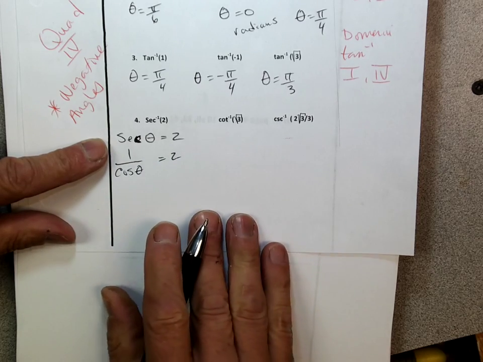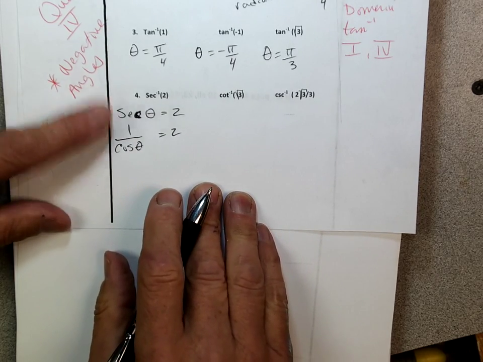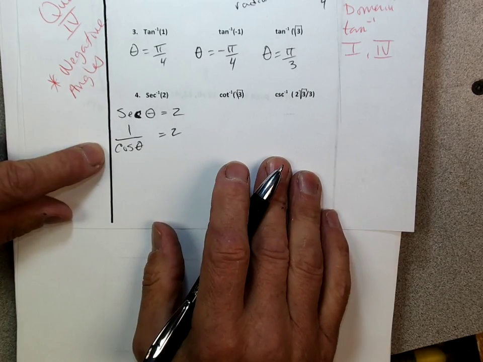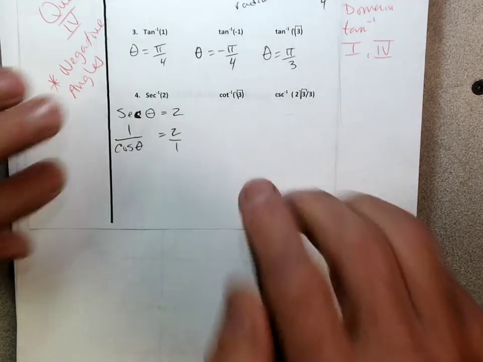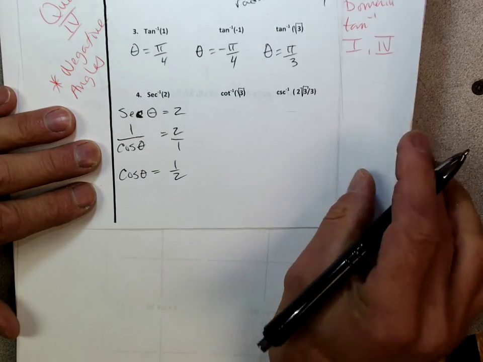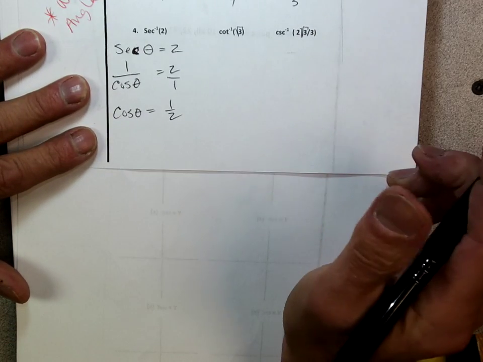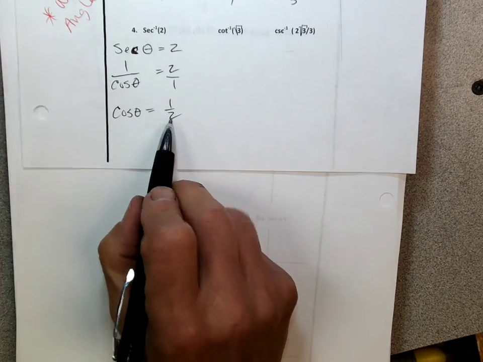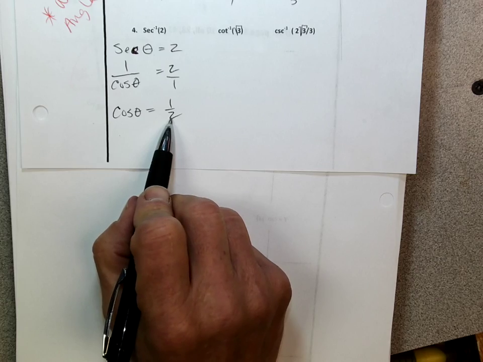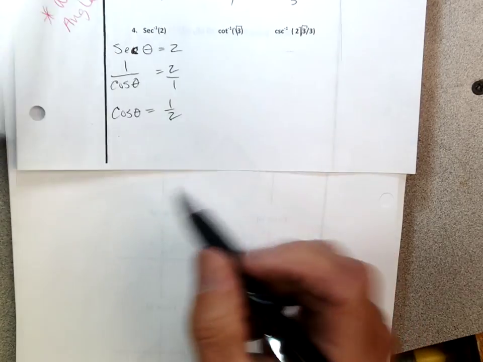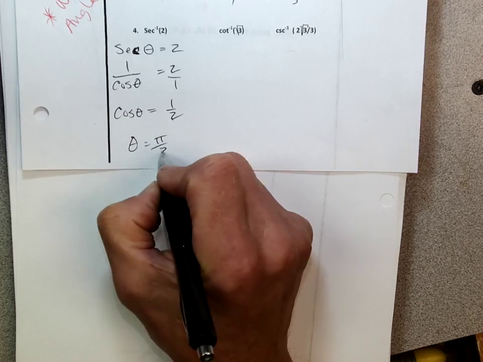So we're going to change it to its cofunction, because secant is not easy to find on the unit circle. But if I rewrite it as 1 over cosine, then I can do my little flippy floppy and say cosine of theta is equal to 1 over 2. From there, I'm looking for a cosine, an x value, of 1/2. It's got to be right there. Pi thirds.